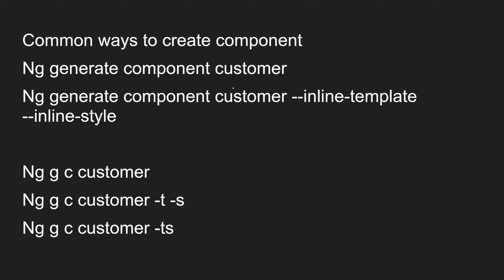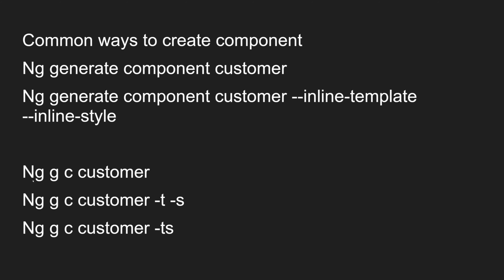Now I don't want the template and I don't want the style. So what I can do here is ng generate component customer, and mention options like --inline-template and also --inline-style. This will create a component without a template file and also a style file. For these two options, there is a shorthand notation also. Instead of writing this long command, we already have a shorthand notation.